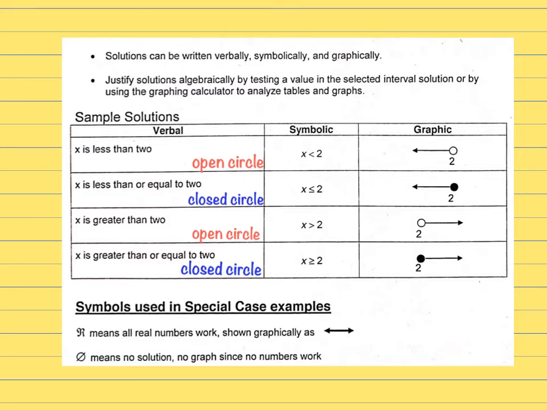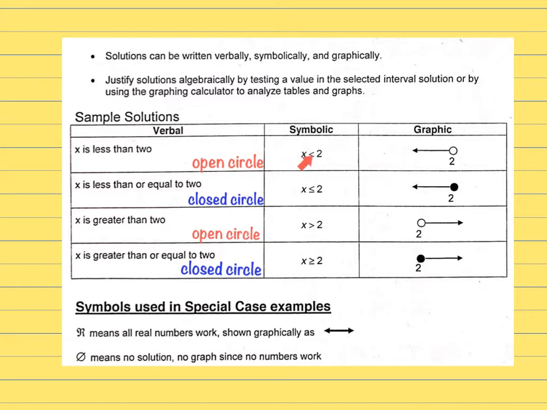So now when we solve an inequality, you can say it verbally. We can use symbols or we can use a graph. So verbally, I would just read out the words. Symbolically, I would just use symbols, the variable, and then my inequality symbol followed by the number. And then graphically, I'm going to either have an open or a closed circle above a number, and then I'll either shade to the left or I'll shade to the right.